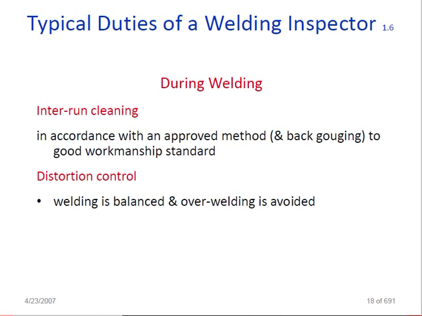Distortion control, welding is balanced and over welding is avoided. Distortion means if you weld more than the requirement, then maybe distortion will come. If stress develops in some areas, then maybe cracks will come in some areas. So you have to control the distortion, which means welding should be balanced. Over welding is avoided.